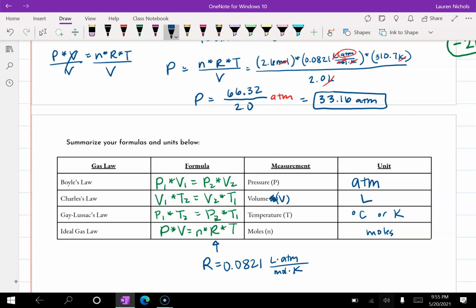And that is the end of your study guide. Hopefully you feel confident and ready for your chemistry exam.